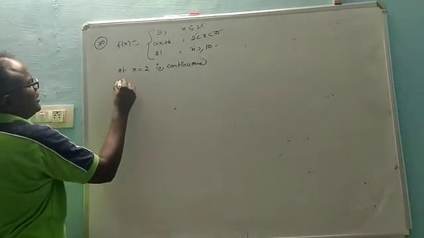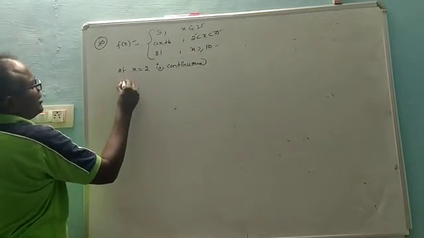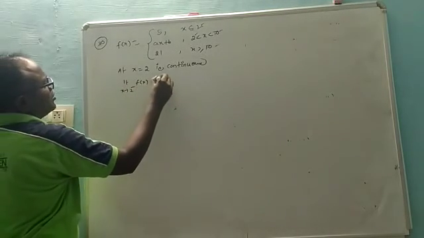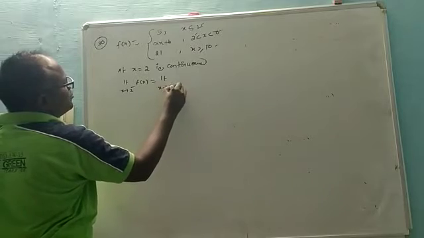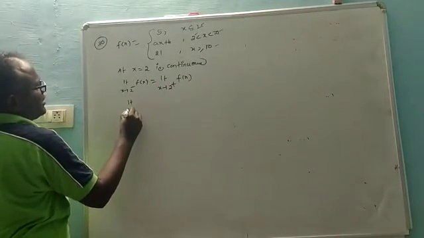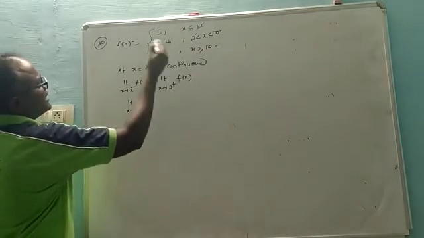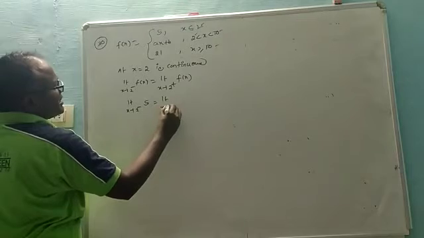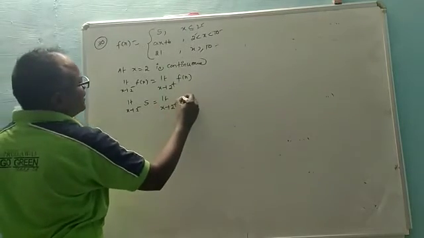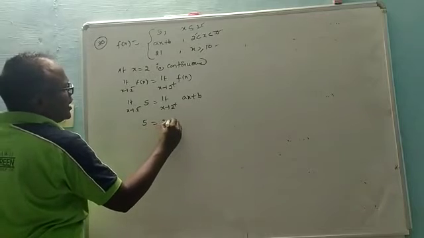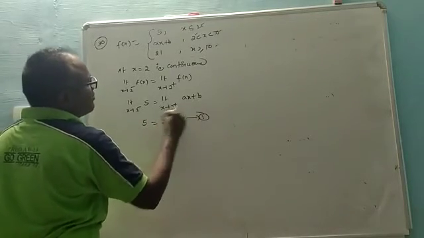So what about the value? Left hand limit: limit x tends to 2 minus f of x is equal to limit x tends to 2 plus f of x. Limit x tends to 2 minus, less than, means 5. That is equal to limit x tends to 2 plus, greater than, ax plus b. So 5 is equal to 2a plus b. Treat as equation 1.